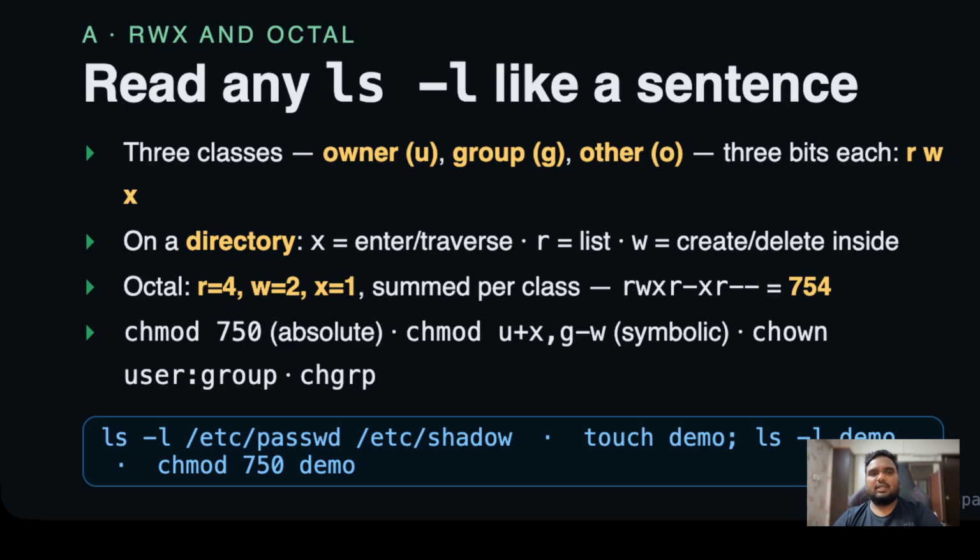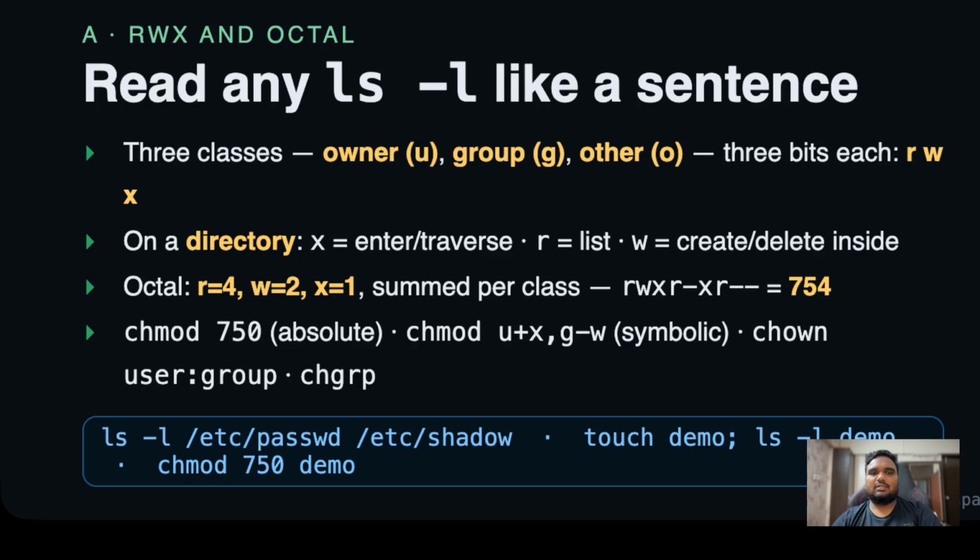But on a directory, execute x means can I enter this directory? Can I cd into it and reach things through it? Read r means can I list what's inside? Can I run ls on it? And write on a directory means can I create and delete entries inside it. So a directory where you have r but not x is a weird half-open thing. You can see the names but you can't actually reach any of the files. That distinction trips up everybody once in their careers. So we learn it now.